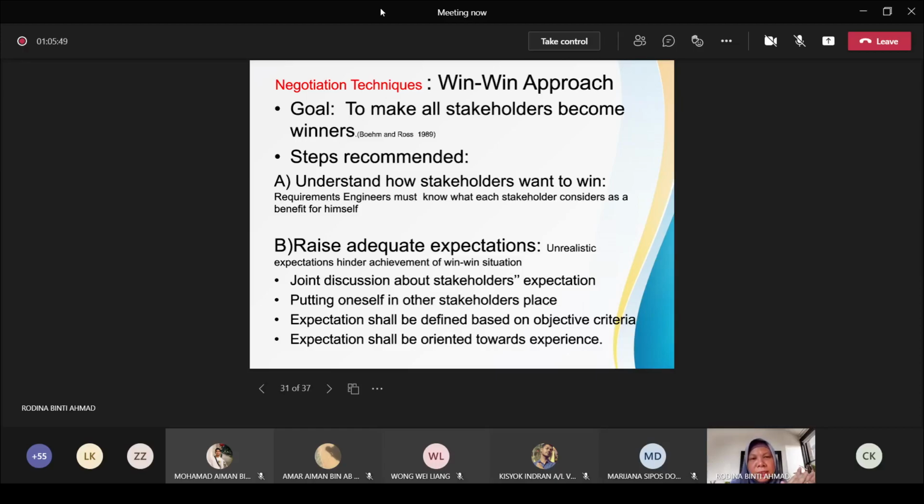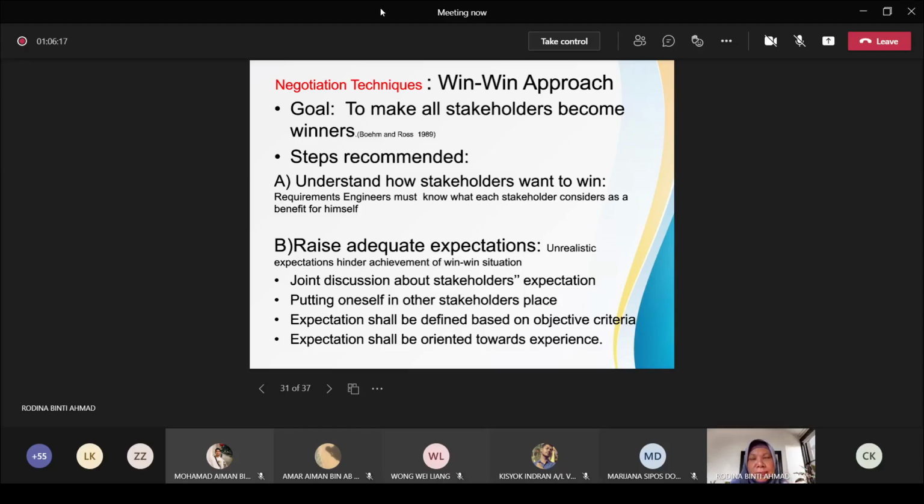We just look at one of these, which is one of what we call well-known techniques, that has been proposed by Boehm. You have heard of Boehm, I'm sure. Several models of software engineering have also been developed by Boehm, like the spiral model and so on. So Boehm also proposed a win-win approach for negotiation techniques, and according to him, the goal of the win-win approach is to make all stakeholders become winners.